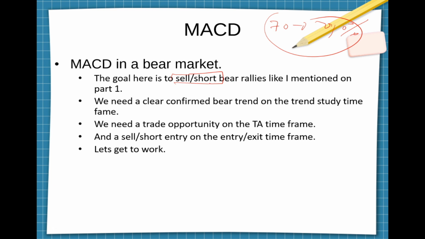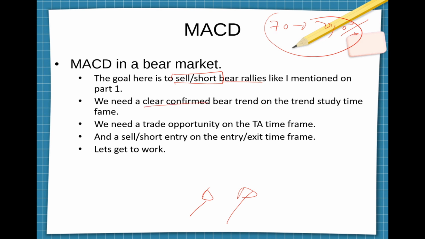So we're going to look for bear rallies. Like I mentioned in part 1, a bear rally is movement in a bear market. If we go up in a bull market, it's called a bull run. In a bear market, it's called a rally. So we need a clear confirmed bear trend on the trend-setting time frame.